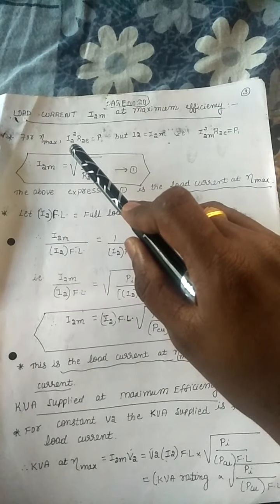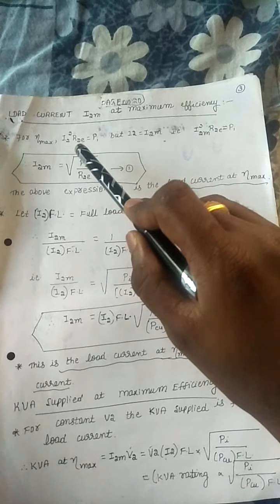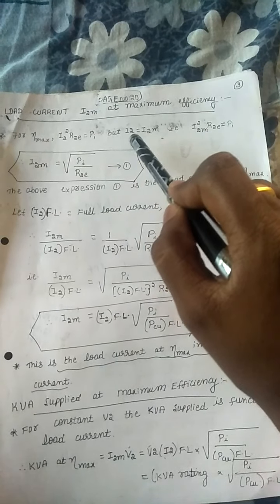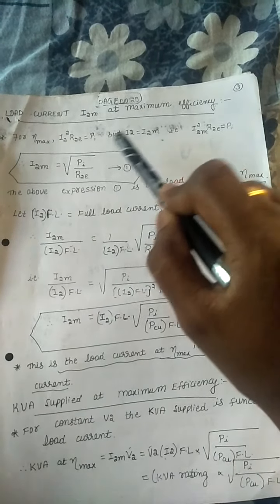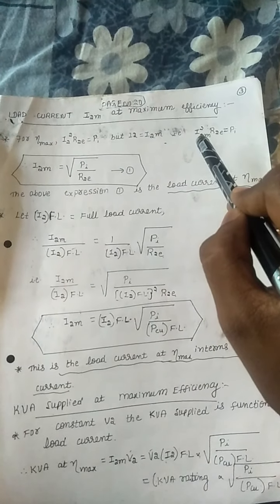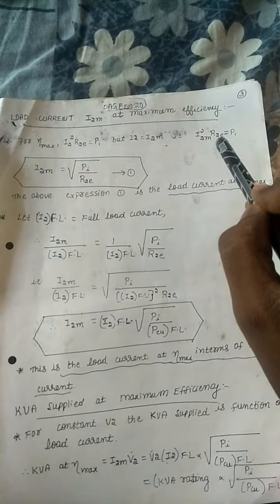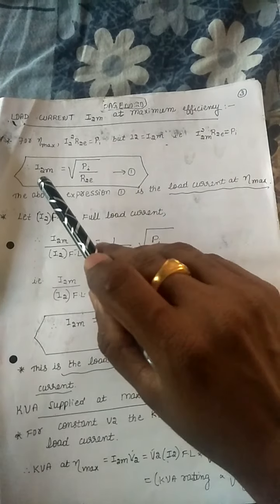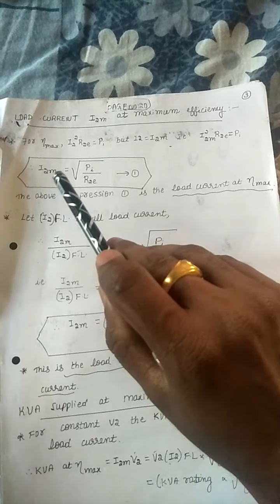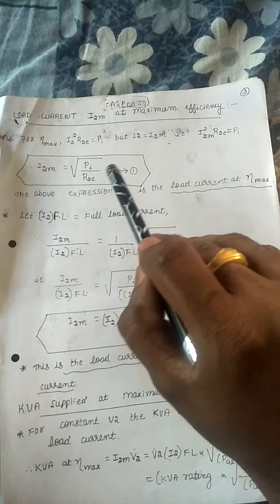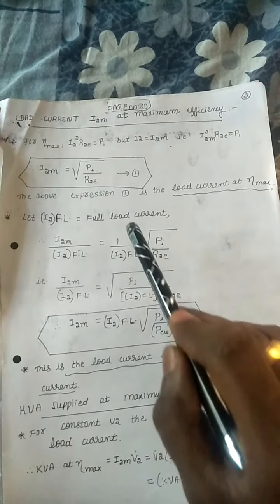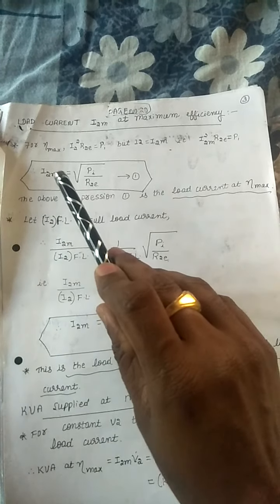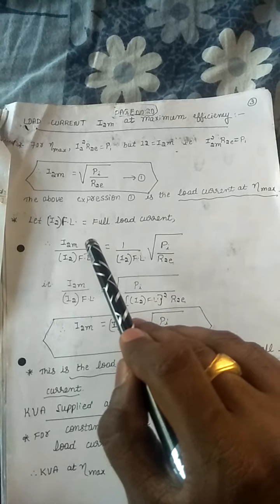For maximum efficiency, the copper loss is I2 square R2E, but as you know, the secondary current at maximum efficiency is I2M. Therefore, in place of I2, you write I2M square R2E equals Pi. Then you rewrite this equation to get the expression for I2M. I2M is equal to square root of Pi divided by R2E. So the above expression 1 is the load current value at maximum efficiency.